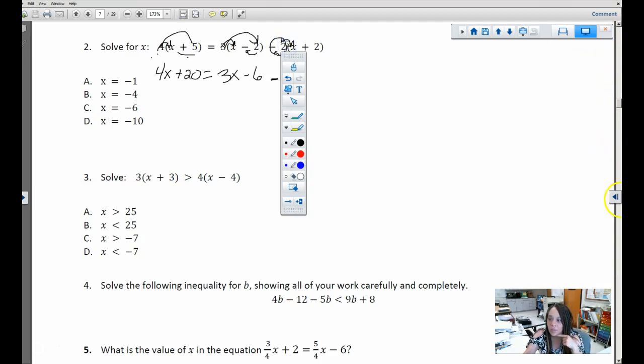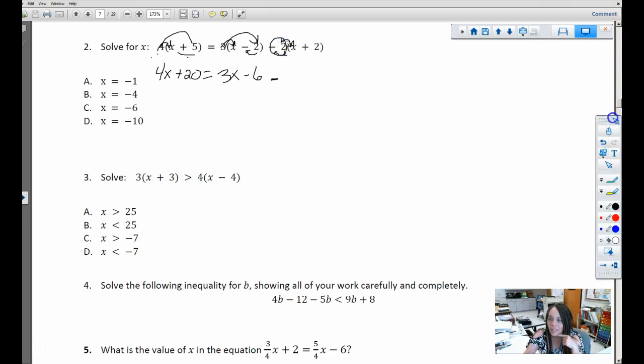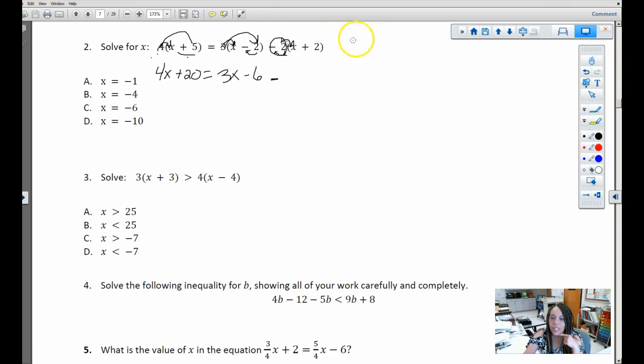All right, let me move this over. Good. Negative 2 times x is going to be negative 2x. So I'm going to put negative 2x, and where I really want to pay attention is going to be over here.